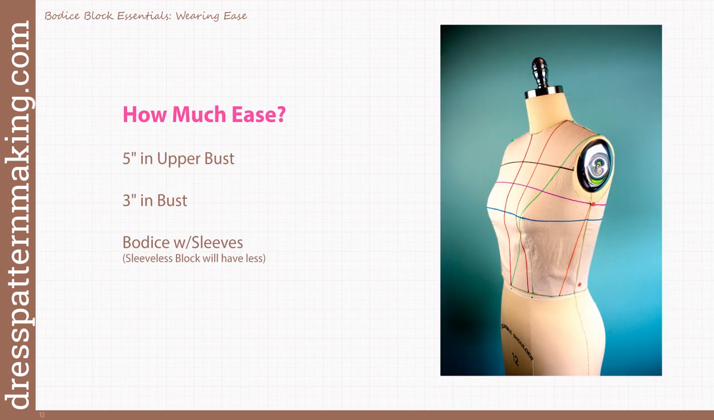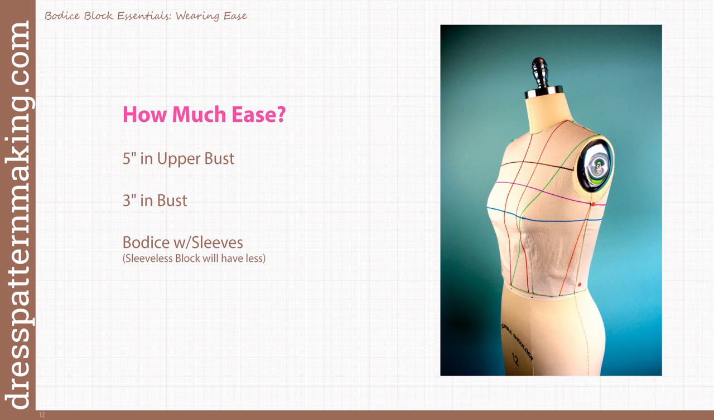For a bodice block, to draft garments with sleeves, 5 inches in the upper bust and 3 inches in the bust. A sleeveless block will have less, about 3 inches in the upper bust and 2 inches in the bust. I'm not saying every block making instruction has exactly this amount of ease, but for a lot of them, it's in this ballpark. Now, of course, ease is a personal thing. Some people like more, some people like less, but these amounts are pretty standard. You can start out with this amount for your block, and if you wish to reduce it, you can.